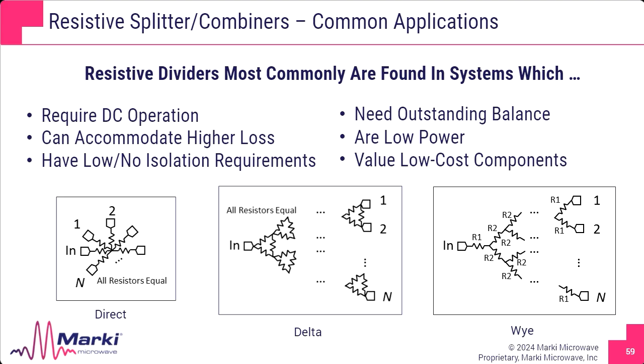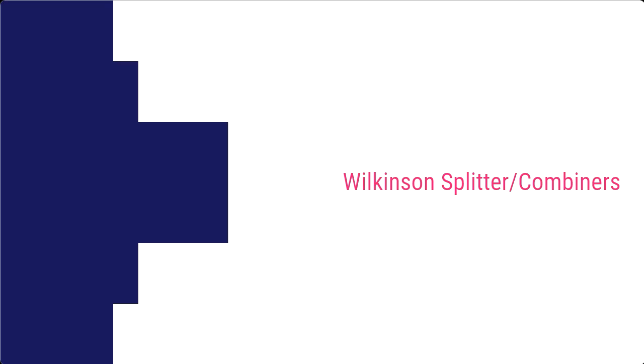Unfortunately for us, the phased array example that we have been discussing is not described by this here at all. So we can't use the resistive divider topology for our phased array design example. That's okay. There are other topologies out there. And up next, we will be discussing the ever popular Wilkinson splitter, Wilkinson combiner.